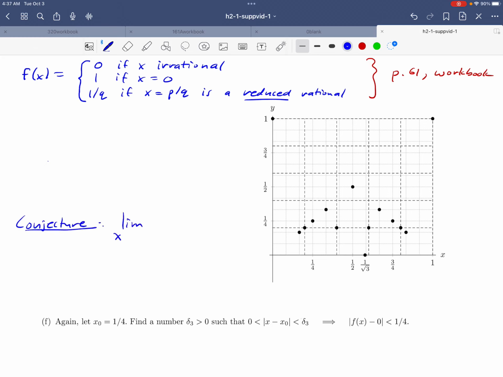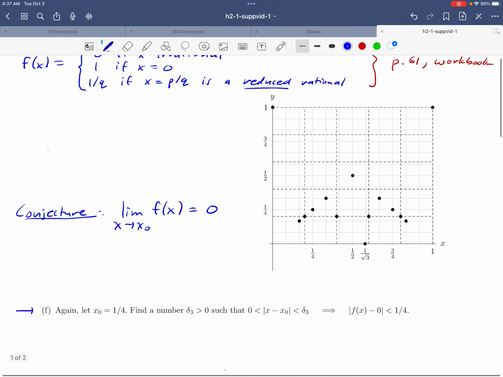Okay, if we take the limit as x approaches x0 for some number x0 between 0 and 1, despite its strange behavior, this function actually has a limit of 0. And the problem that we're about to do down here, part F, is meant to explore that and convince ourselves that that conjecture is maybe plausible here. Okay, so let's take a look at what part F is asking us to do.